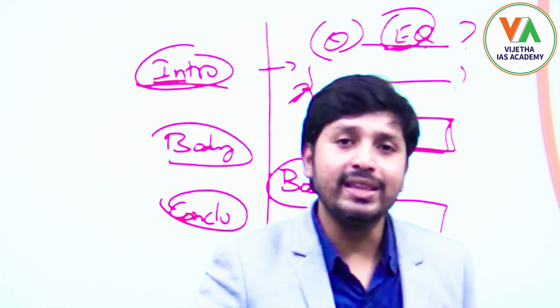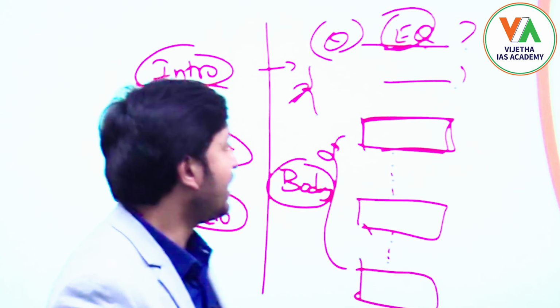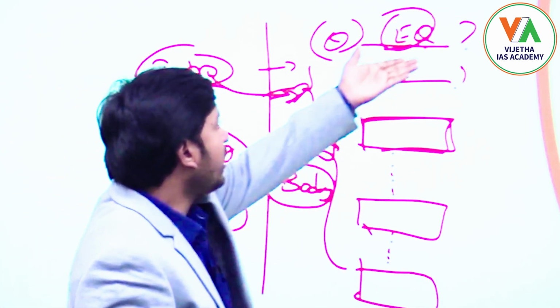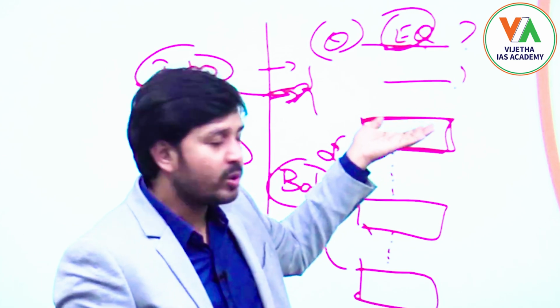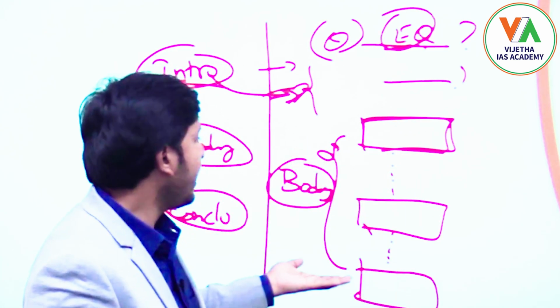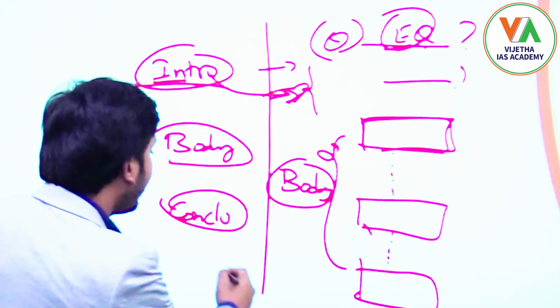So you have to write the definition of the topic, and if possible try to link with current affairs. That can be written in the introduction. After the introduction, whatever sub questions have been given in the main question have to be written under different subheadings in the body, and after that, as a summary of all these things, you have to write the conclusion.